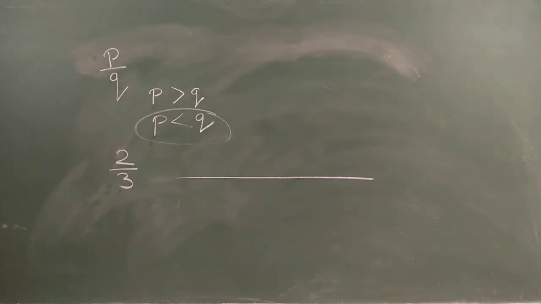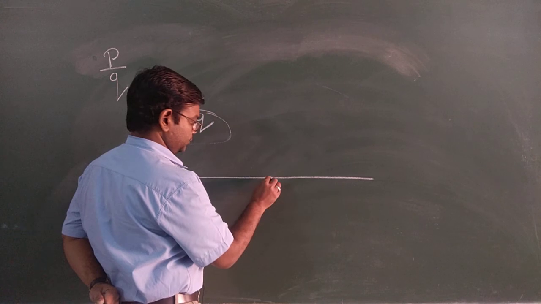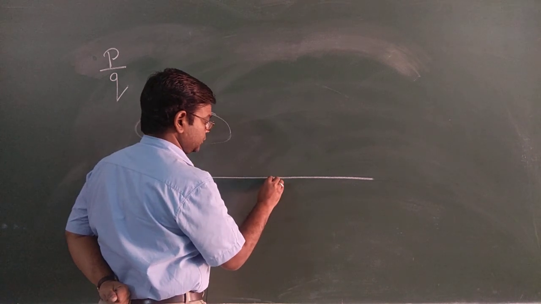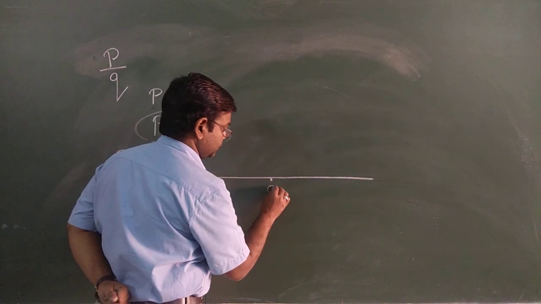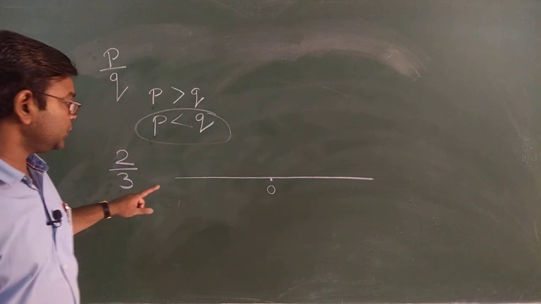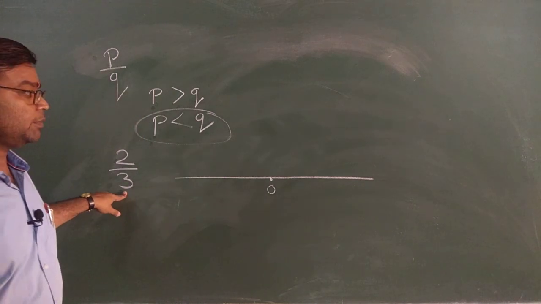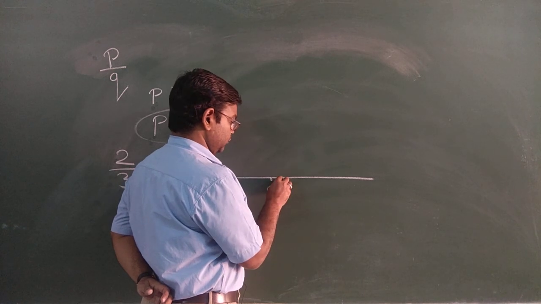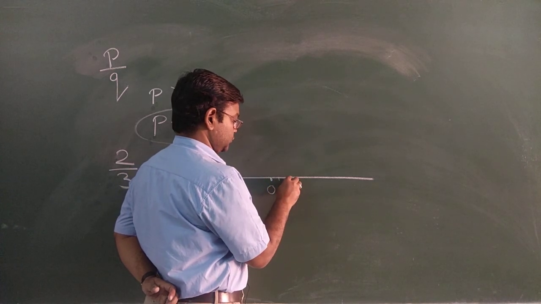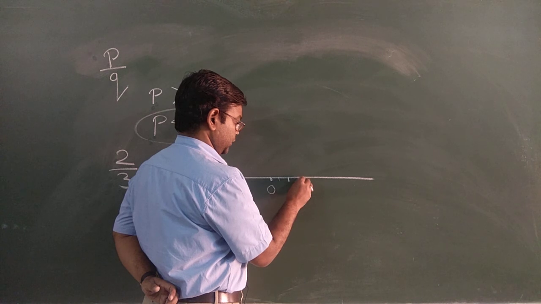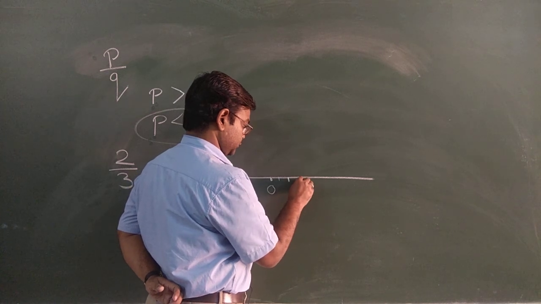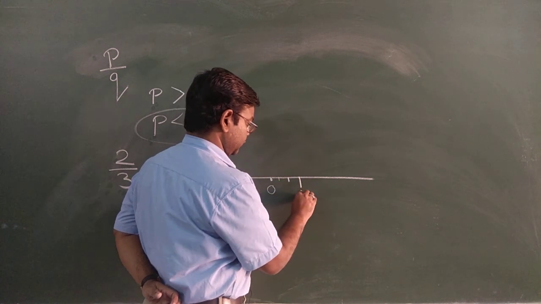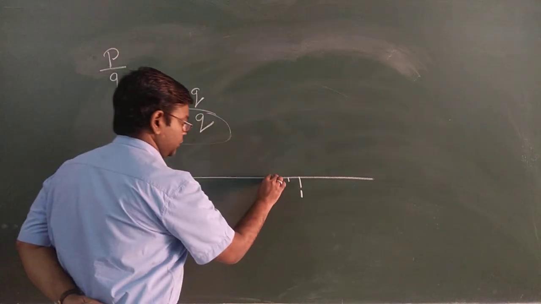Draw a straight line by using your scale. I am using my free hand, so the line may not be straight, but you have to use your scale. Mark some equal distances. For plotting the points, see the denominator. There are 3. So how do we plot? Mark 3 equal parts: 1, 2 and 3. Now write 1 over here. I think this one is clear to you.